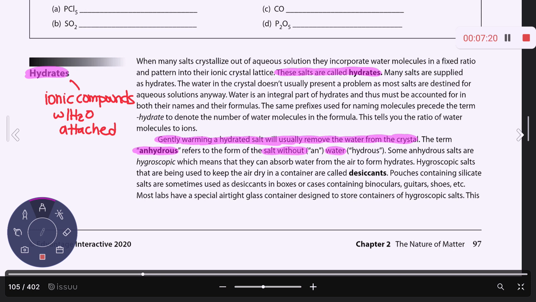Okay. Some salts that don't have water attached to them will actually absorb water from the air. So these are known as desiccants. So you may see these in little tiny pouches in shoe boxes or a guitar storage container. And these are often used to just keep the air dry around the product. And they often say do not eat. Okay. And if you work in a lab, they usually have a glass airtight container that contains these types of salts for keeping certain things dry. Okay. Let's take a look at the next page.